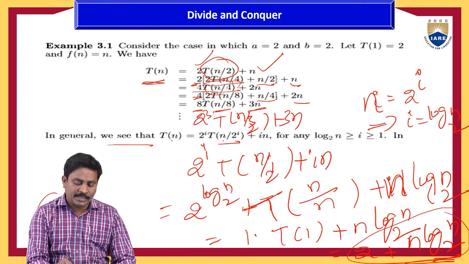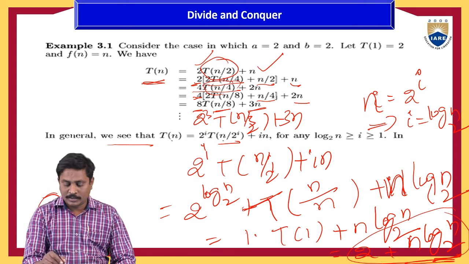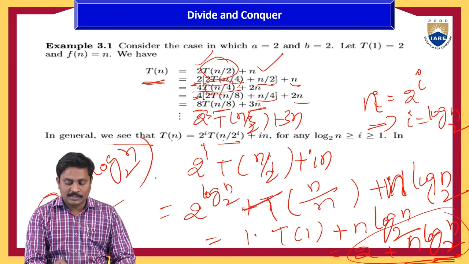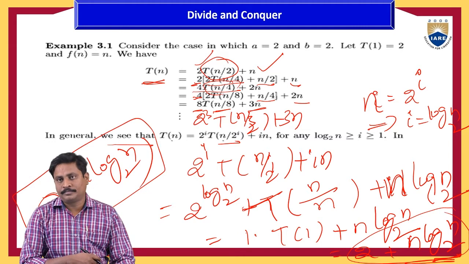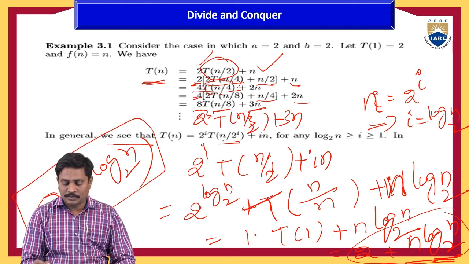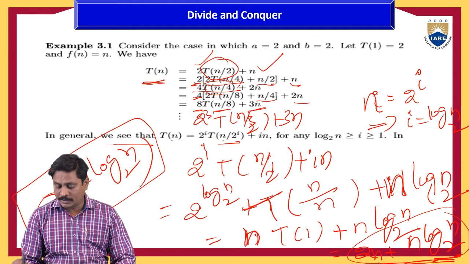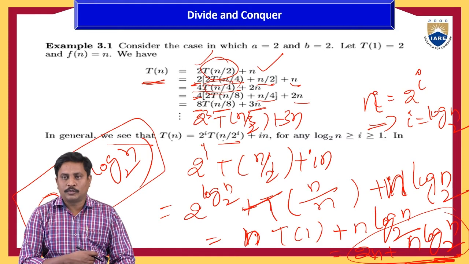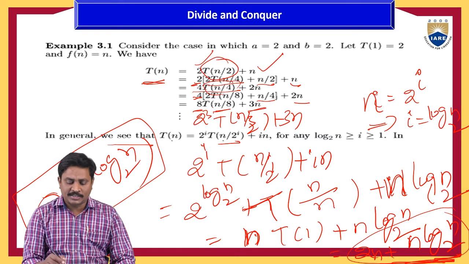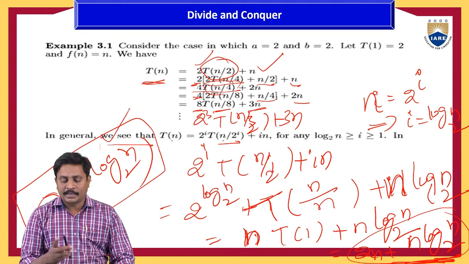So we represent this in terms of big O as n log n base 2. This is the time complexity of this algorithm. So once again, listen: here 2 power log n base 2, this value is n, not 1. So n into 2 plus n log n base 2 is the time complexity. We represent this in big O notation: big O of n log n base 2 is the time complexity of the divide and conquer algorithm.